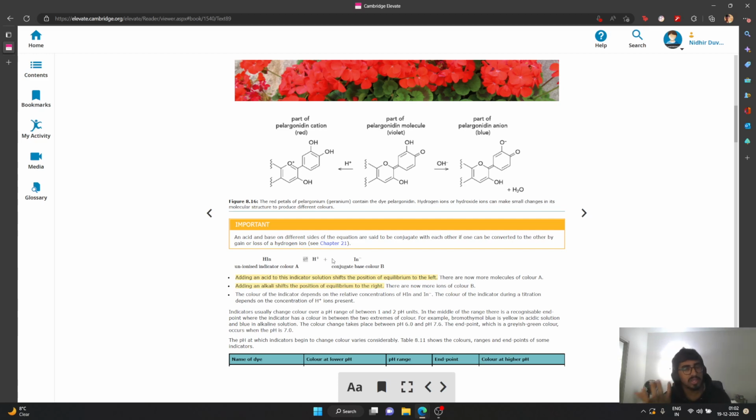So how do we shift the side of the indicator? We just say that if it's in an acidic environment, that means there will be a lot of H plus, right?